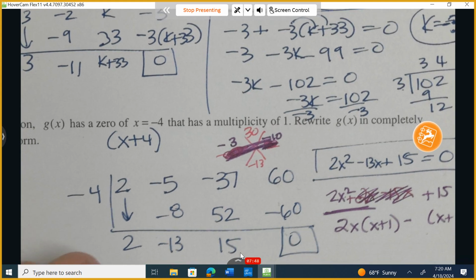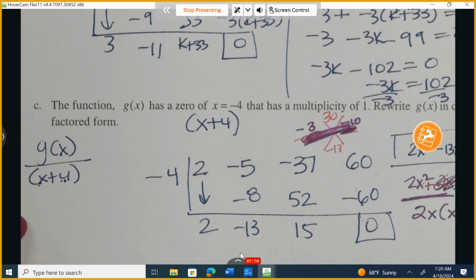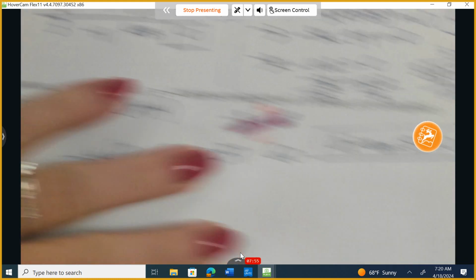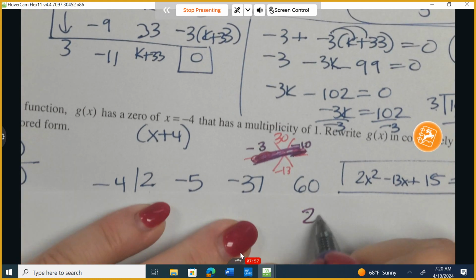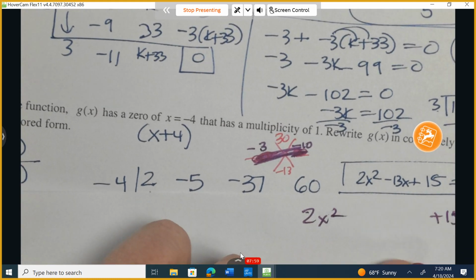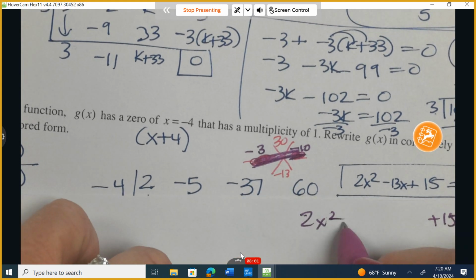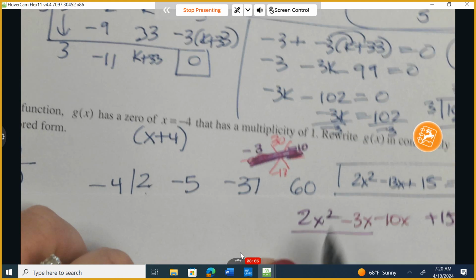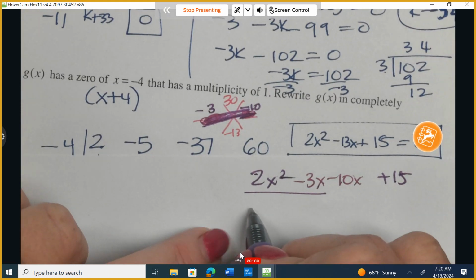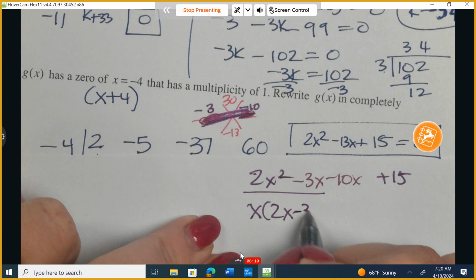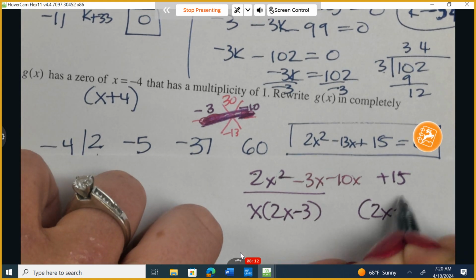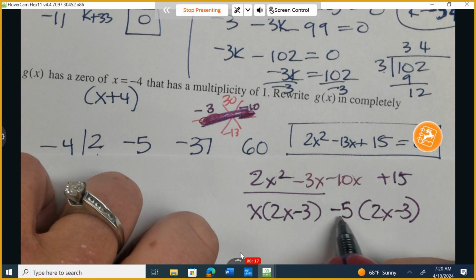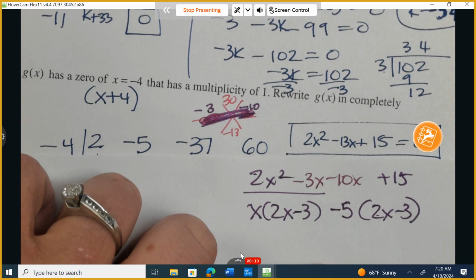So I have a 2 out front. I can probably just fold this up and give myself a little more space. I have a 2 out front, I have a 15 in back, and now these should have been my selected numbers. Thank you to those that are with me live that found my mistake. So I can factor out an x, and I'm left with 2x minus 3, 2x minus 3. What times 2x gives you a negative 10x? A negative 5, and that times negative 3 gives you a positive 15.